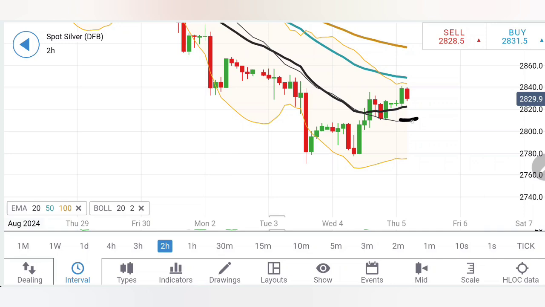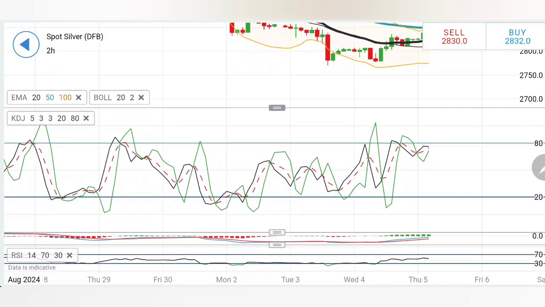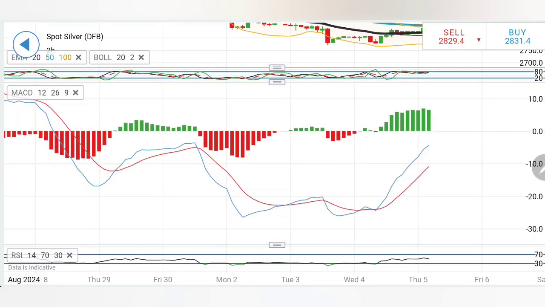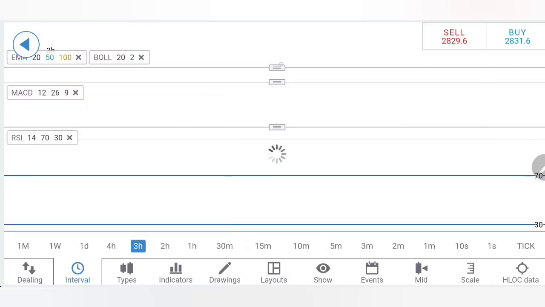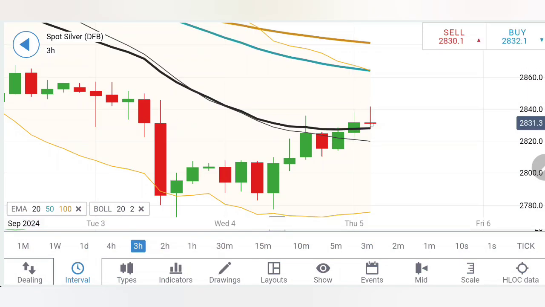Just exercise a bit of caution till 2810 and 2800, and then specifically till 2780. Below this, it is going to give you a sharper correction here, which is going to take it towards 2750, 2720. Stochastic near to top. MACD trading with divergence, staying bullish, looking upwards. RSI comfortable here. Coming to 3 hour, look at the 3 hour charts here.